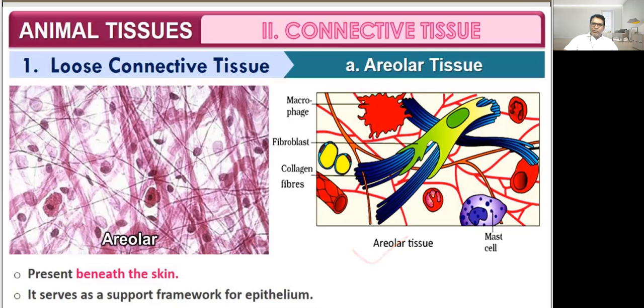In the areolar tissue, you'll find this fibroblast cell. This fibroblast cell secretes collagen fibers as well as elastin fibers. Besides this, you can see macrophages and mast cells are also there in this areolar tissue. You can find different types of other cells, RBCs and WBCs, as well. They are present just beneath the skin and serve as a support framework for the epithelium.